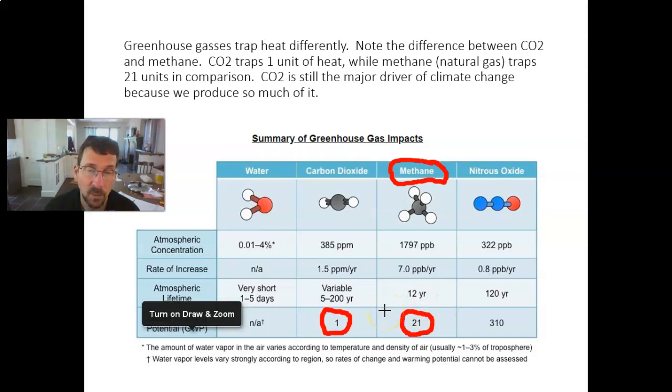So a third way of saying this is to say that it would take 21 carbon dioxide molecules to trap the same amount of heat as one molecule of methane. Okay? Methane's a big deal because we use it a lot. We're doing a lot of fracking in order to get it out of the ground. Fracking is a form of mining. And in the process of pulling it out of the ground and piping it to our homes and businesses and so forth, a lot of methane is emitted into the atmosphere and traps a lot of heat.